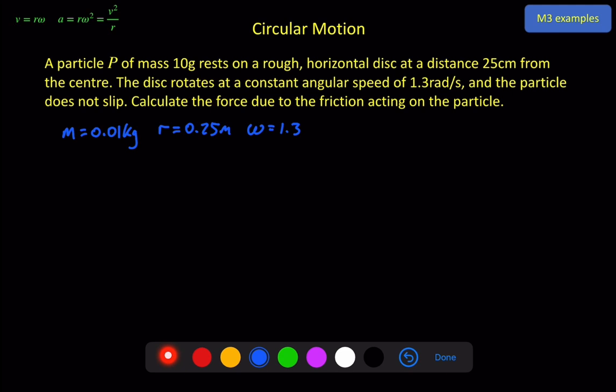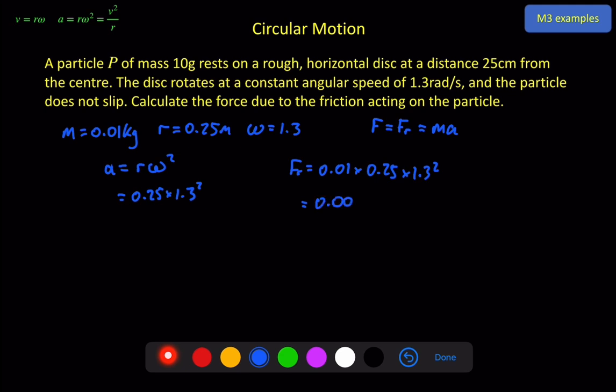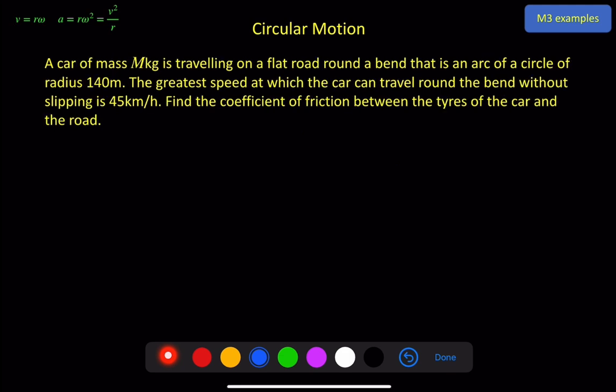And again, here the force is the friction. That's the only force acting that we need to worry about. So that is equal to mass times acceleration. Acceleration, I'm going to use r omega squared, 0.25. That's 1.3 squared. So the friction is equal to the mass times whatever that is. And in this case, that gives me 0.004225 newtons.